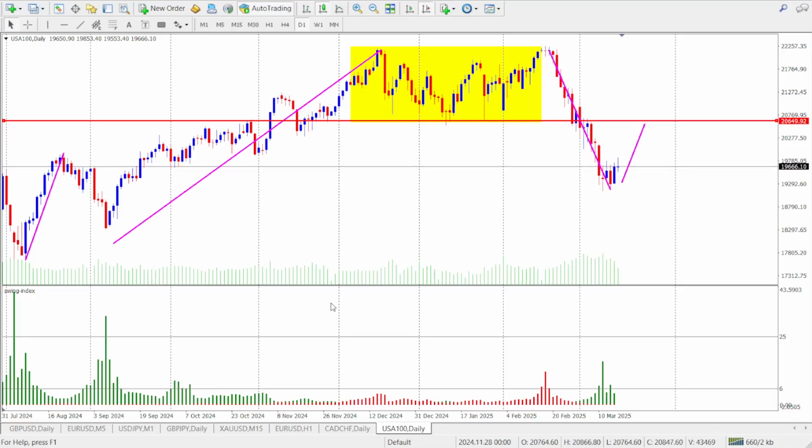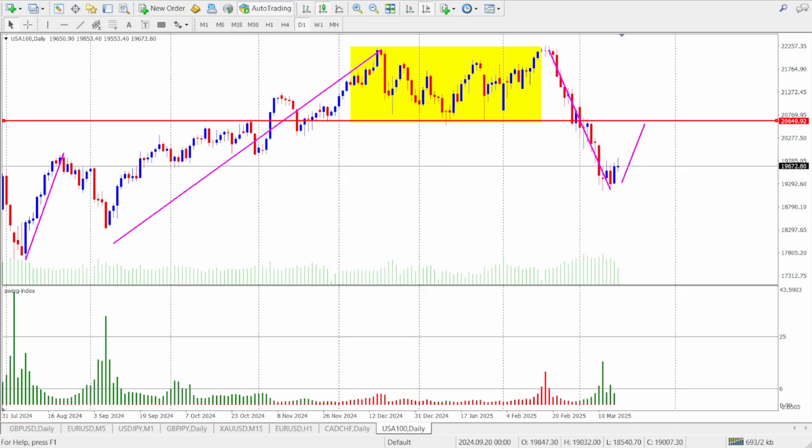Then you can use this indicator with other indicators as well. The swing index works even better when combined with moving averages, support and resistance levels, or RSI, for the purpose of confirmation, just for additional confirmation. So that's going to help to reduce false signals and increase confidence in your trades.